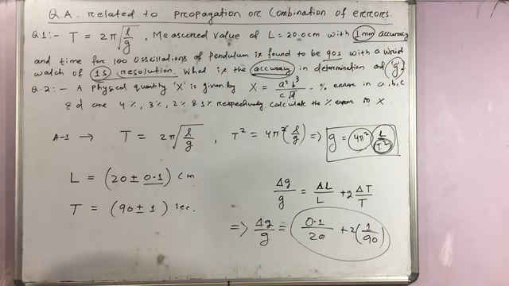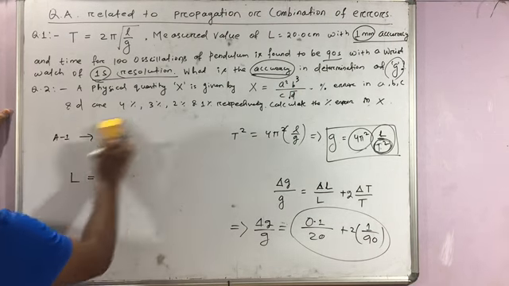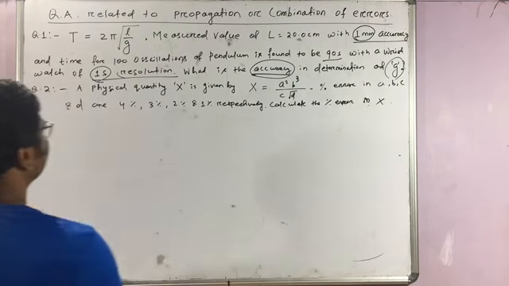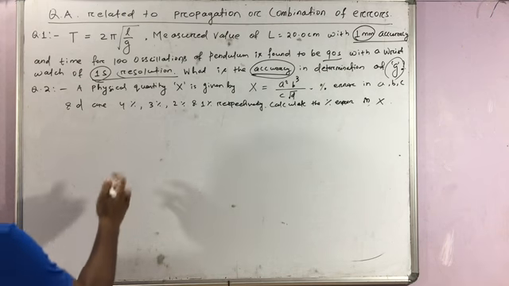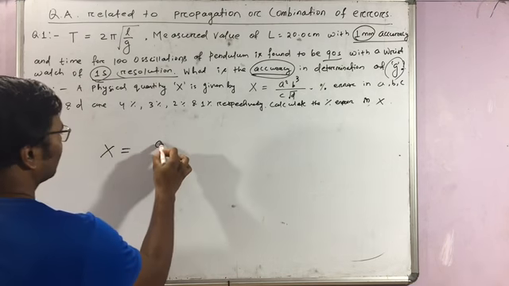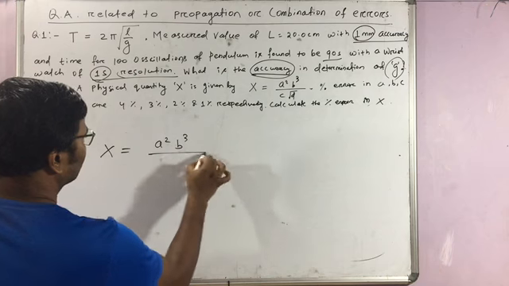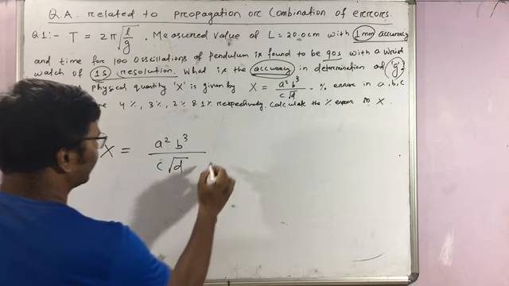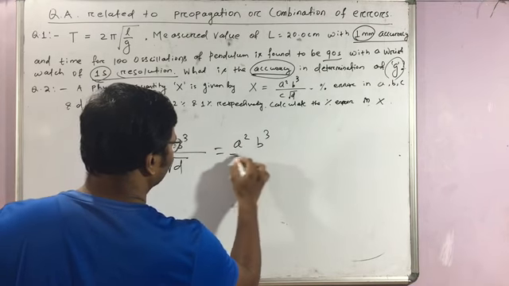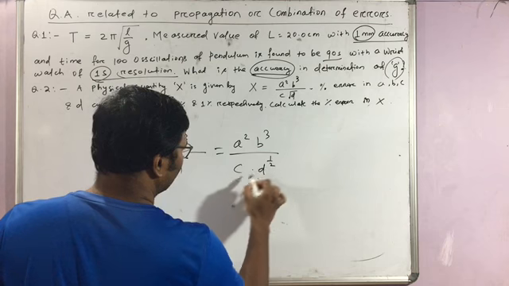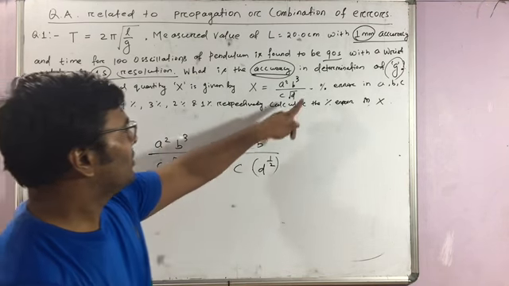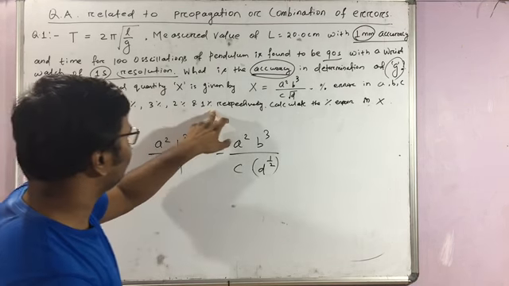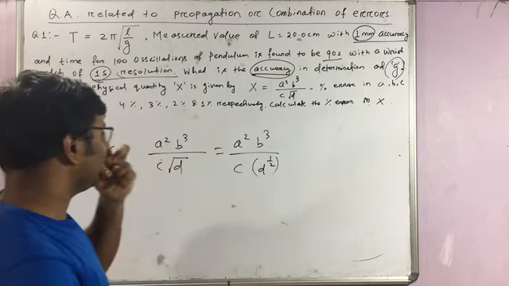Now come to the second question. The second question is, a physical quantity X is represented by X is equal to a square b cube by c into root d, or root over d, we can write it as a square b cube by c into d power half. The percentage errors in the measurement of A, B, C and D are 4, 3, 2 and 1% respectively. Calculate the percentage error in X.